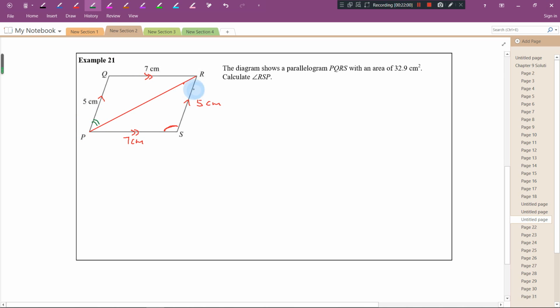Okay, let me draw 2. So this will be the same as this one, right? Alternate angle. And this angle will be the same as this one. Alternate angle. So these 2 triangles are congruent. So if, let's say, now I just focus on this triangle because I'm going to find this angle, right? I just focus on this triangle.